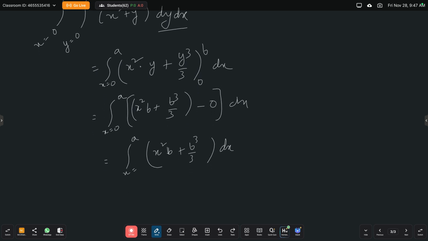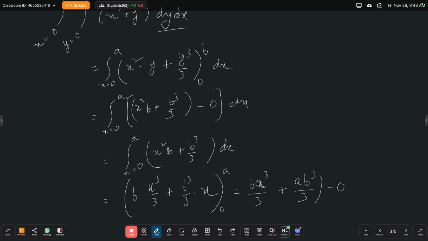Now integrate with respect to x. Here b is constant, and the integral of x squared is x cubed by 3. Here b cubed by 3 is constant, and the integral of dx is x. Limits are 0 to a. Now we substitute the limits for x. So b a cubed by 3 plus a b cubed by 3, because x is there, so you can substitute a for x, and the lower limit is 0.